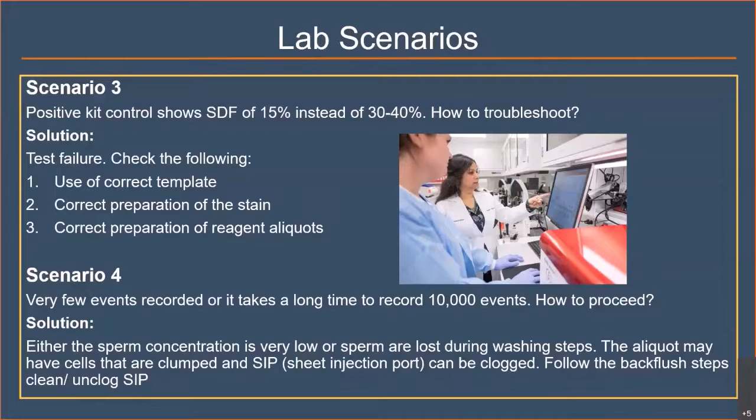Scenario number four is we have very few events which are recorded, or it is taking a long time to record 10,000 events. How do we proceed in this situation? The solution here is either the number of sperm in the sample are too low because they have been lost during the washing steps, or the sheath injection port, or the SIP, is clogged, and therefore the events are not being tracked by the laser. In this situation, we will follow the back flush step and also clean and unclog the SIP and take the measurement again.